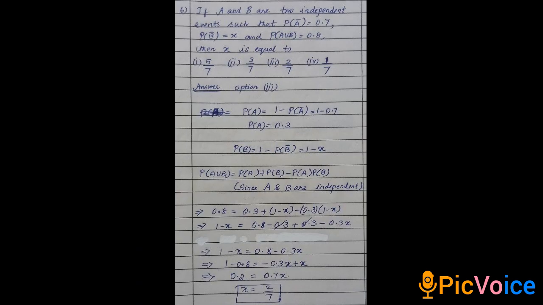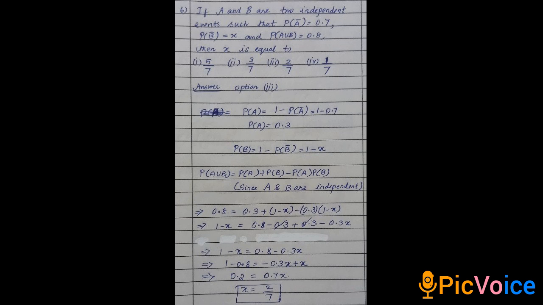If A and B are two independent events such that probability of A bar is equal to 0.7, probability of B bar is equal to X, and probability of A union B is equal to 0.8, then X is equal to, the options are 5 by 7, 3 by 7, 2 by 7 and 1 by 7.